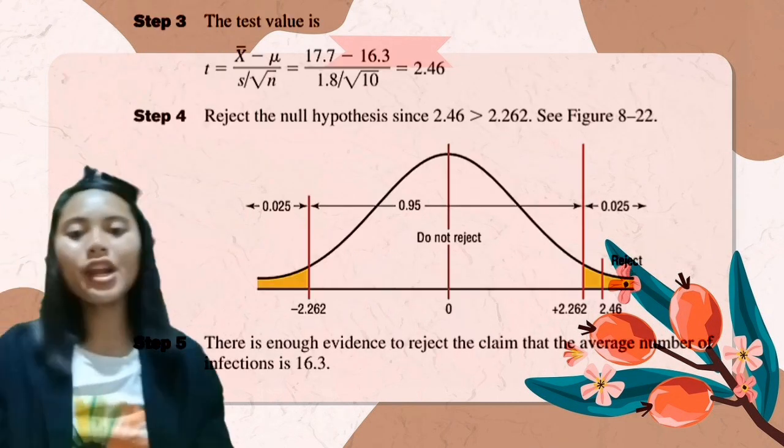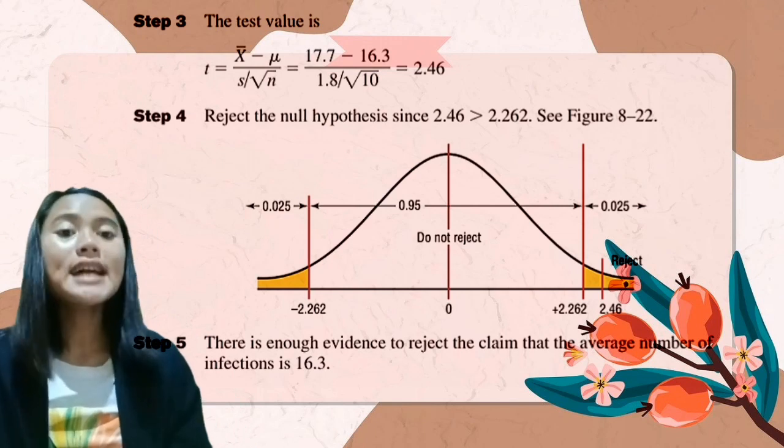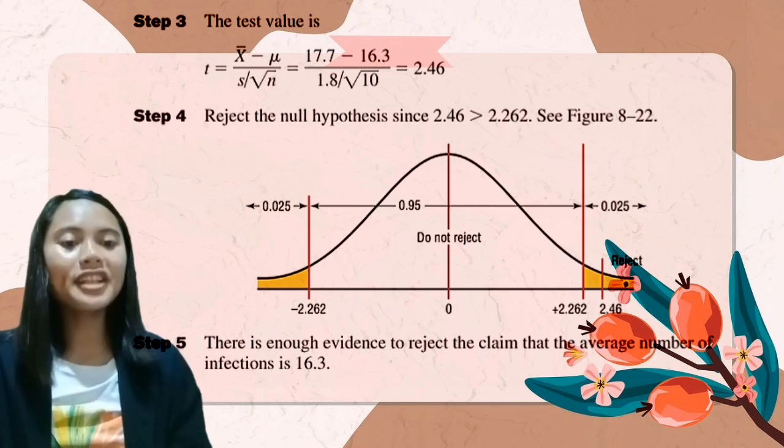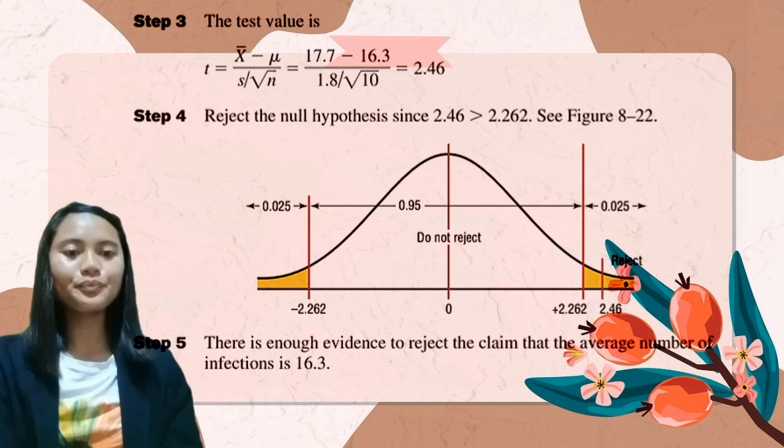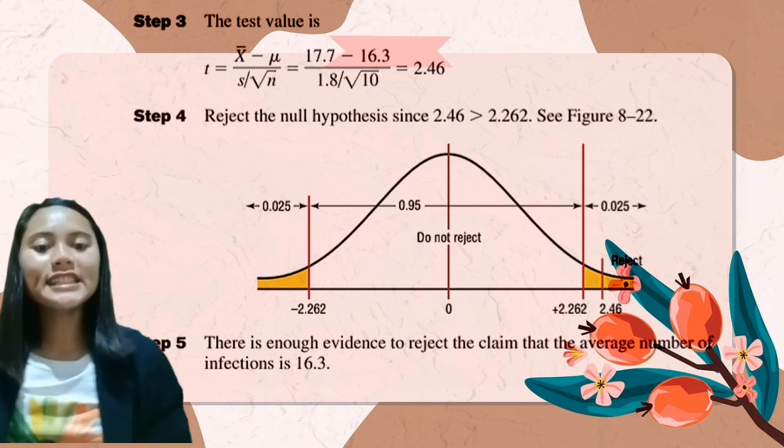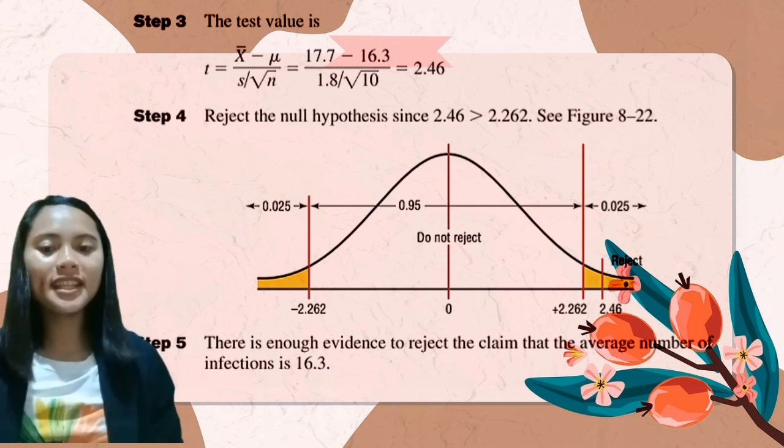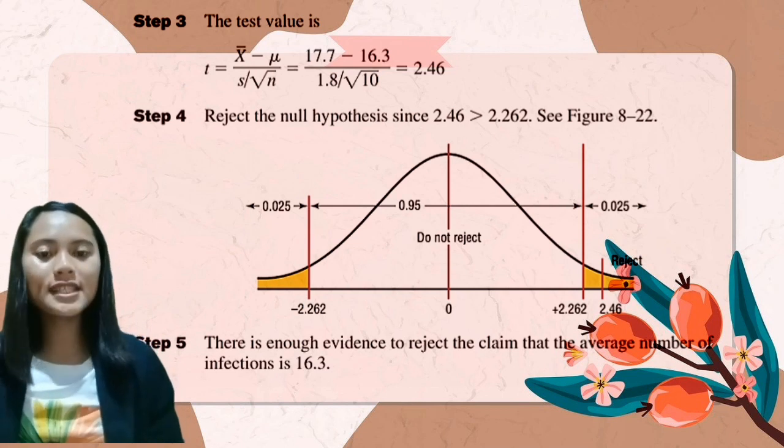So our decision here is to reject the null hypothesis since 2.46 is greater than 2.262. Therefore, there is enough evidence to reject the claim that the average number of infections is 16.3.